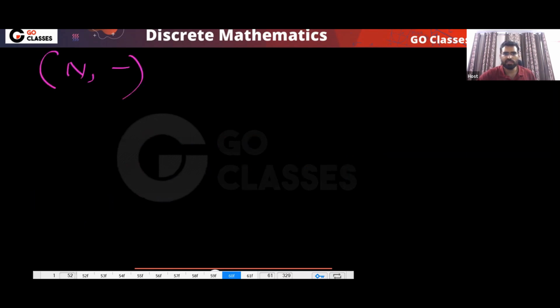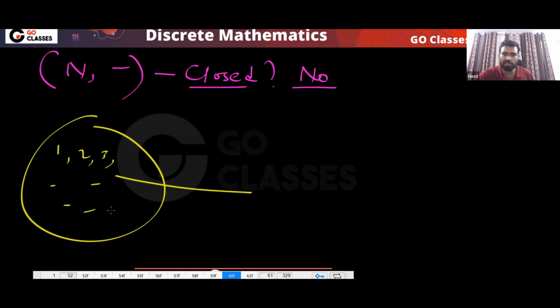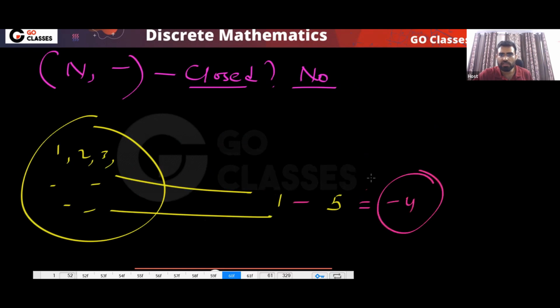What about this one? Set of natural numbers, subtraction. Will it satisfy closure property? Is this closed? No, the answer is no. This is not closed, because this is your set of natural numbers 1, 2, 3, and so on. If I take two numbers, like 1 and 5, and apply the operation, the result is -4. The result -4 is not in the set of natural numbers.